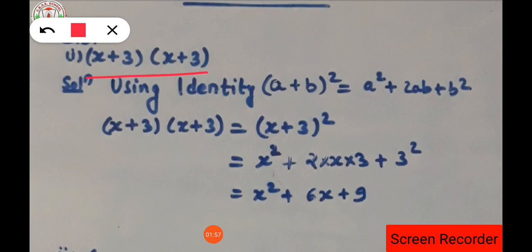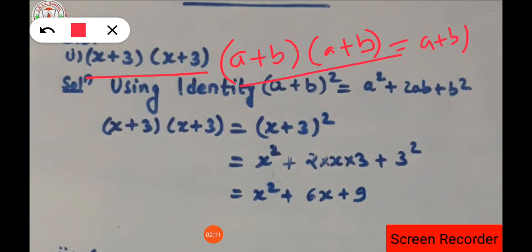So here it is x plus 3 into x plus 3, that means a plus b into a plus b. Is it this way? So a plus b into a plus b, it can be written as a plus b whole to the power 2, isn't it? So using the identity a plus b the whole square, we are going to solve this question.